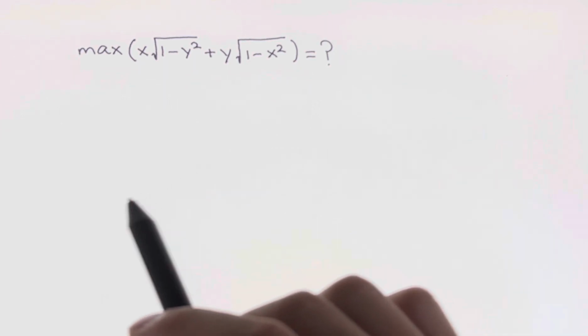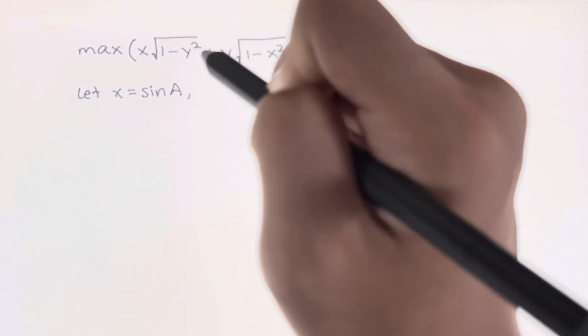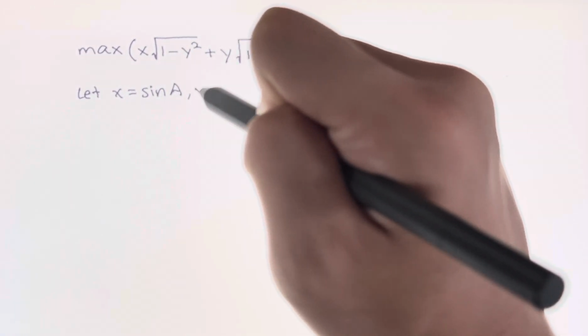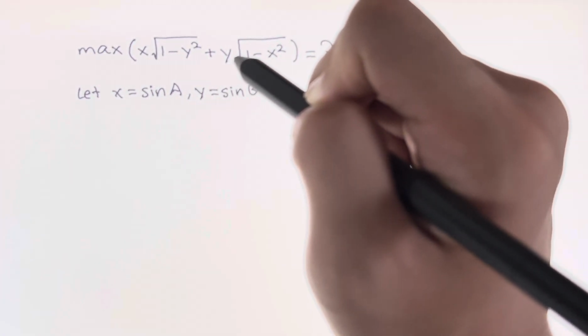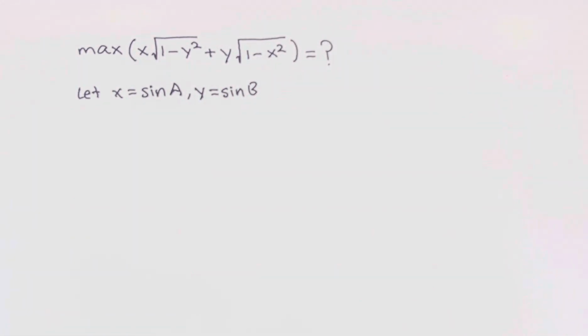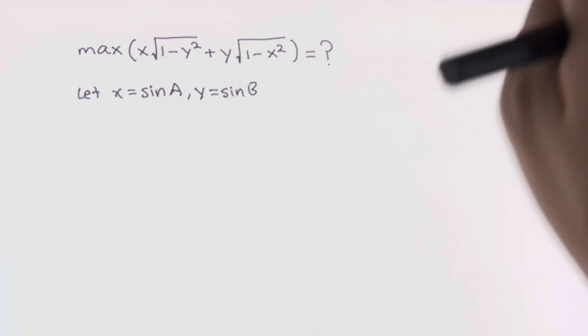So let's define x and y using angles. We can let x equal sine of A, and then y equal sine of B. For the square roots to be real numbers, x and y have to be between -1 and 1. To get the biggest positive value, we can assume x and y are positive. So we can think of angles A and B as being in the first quadrant, or in other words, between 0 and 90 degrees.